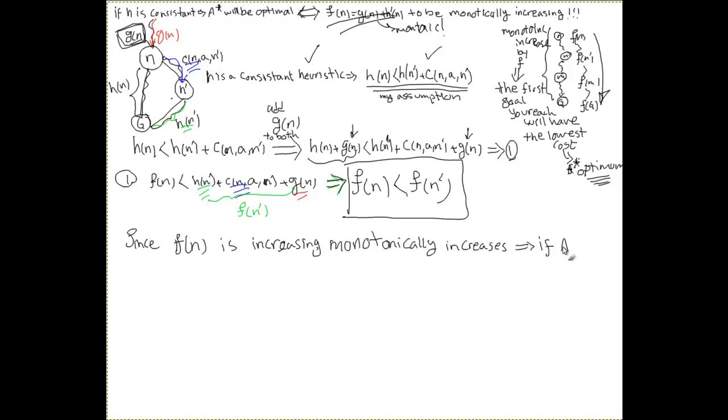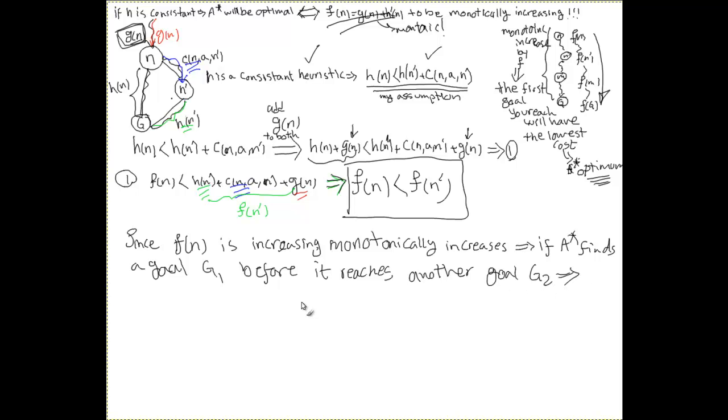if A star finds a goal G sub 1 before it reaches another goal, G sub 2, f of G sub 1 is going to be less than f of G sub 2, which then makes A star optimal.